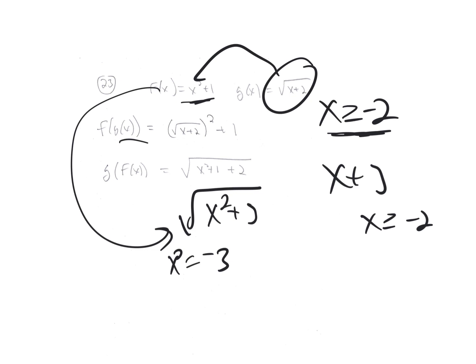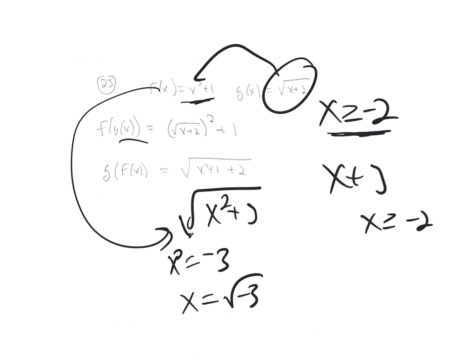Is that ever going to be a negative number? Well, think about this. If I have x squared equals -3, if I take the square root of both sides, that's going to be x equals, I can't take the square root of a negative number without going to i. So there's no domain limitations on this composite function. And so if I graphed it, I would see something like that.